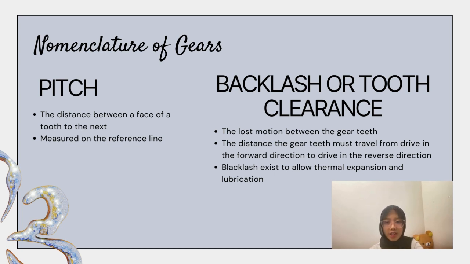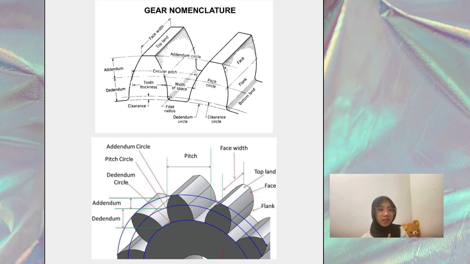Second, we have backlash or tooth clearance. It is the loose motion between the gear teeth, and also the distance the gear teeth must travel from the drive in the forward direction to the drive in the reverse direction. Backlash must exist between gears as it is essential to allow for thermal expansion and lubrication. This picture shows the technical terms we use in gear nomenclature.